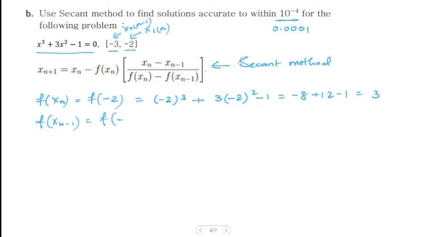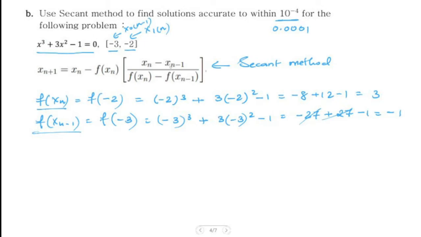And then let us find f of xn minus 1, which is f of minus 3. So here we have minus 3 cubed plus 3 times minus 3 squared minus 1. Minus 3 cubed is minus 27. Minus 3 squared is 9, and 9 times 3 is 27. So we have a plus 27 here, and then minus 1. Those will cancel and we'll have only minus 1. Now we have f of xn and f of xn minus 1.